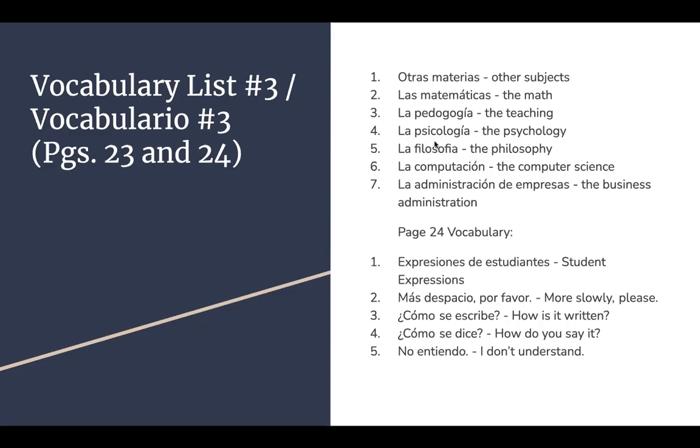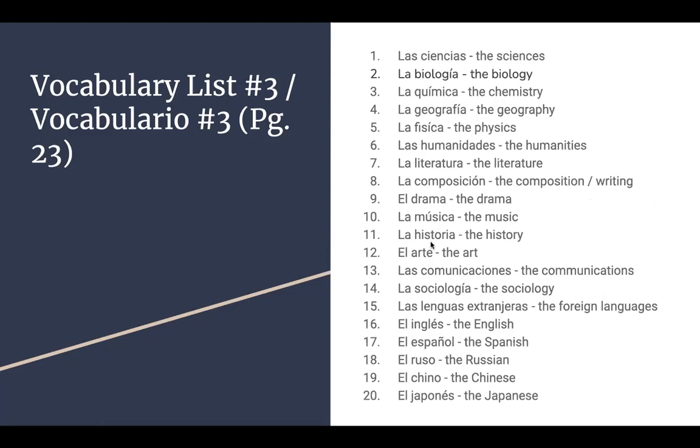La psicología is psychology. La filosofía is philosophy. La computación is computer science. And la administración de empresas is business administration. So you can see a lot of these, like computación and filosofía, are cognates, which means they look like the English word. Even over here, you see music, history, art, communications, humanities, literature, composition, writing, they look like the English equivalent. So I know this is a lot of words at once, but they're easy words. They're not too hard.